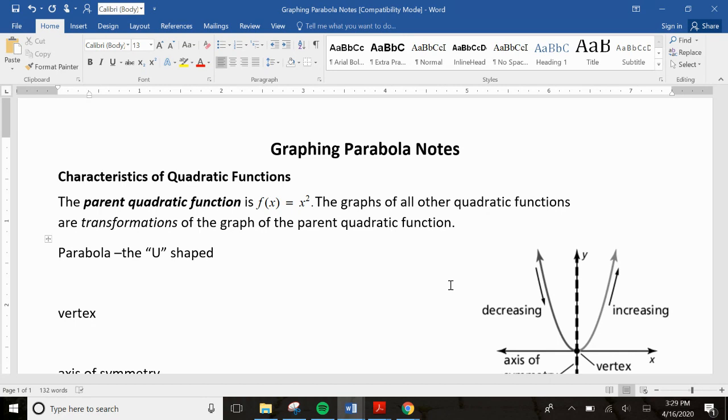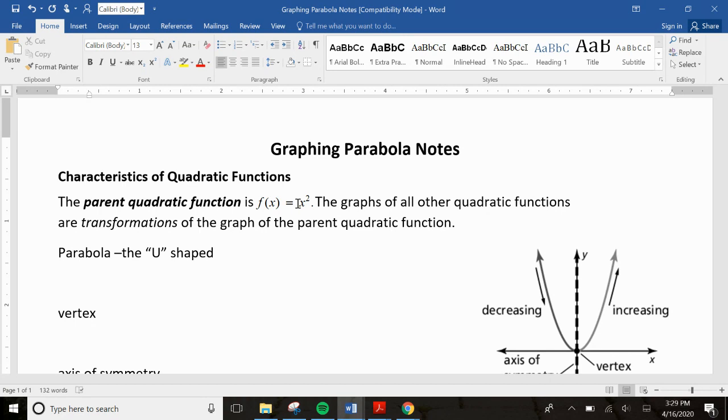Just like you did on your investigation, you first graphed the parent function or the parent quadratic function, which is f of x equals x squared. It's the most basic quadratic function that we look at, and it produces the most basic parabola. And we compare all our other parabolas based on this one.